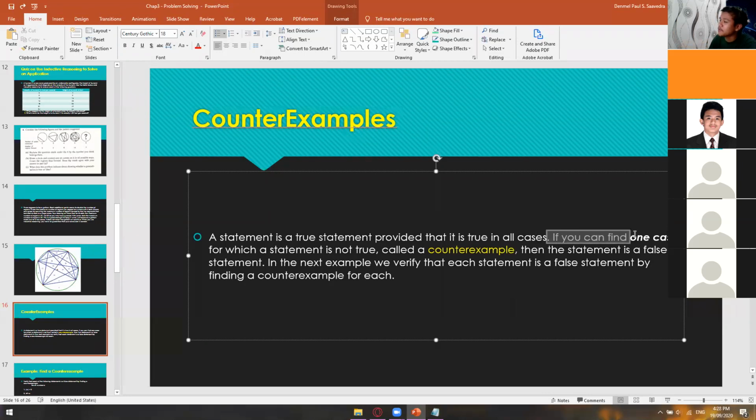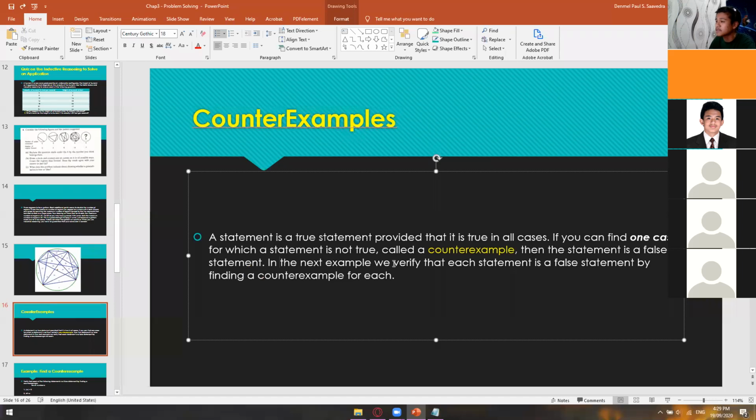But if you can find one case for which a statement is not true, that case is called a counterexample. Okay? So hindi mo na siya pwedeng tawagin true statement. It's just a statement wherein in some cases, true siya, pero merong isa wherein hindi na siya true. So kapag ganun yung nangyari, that one or two examples are called counterexamples. Then the statement is a false statement.